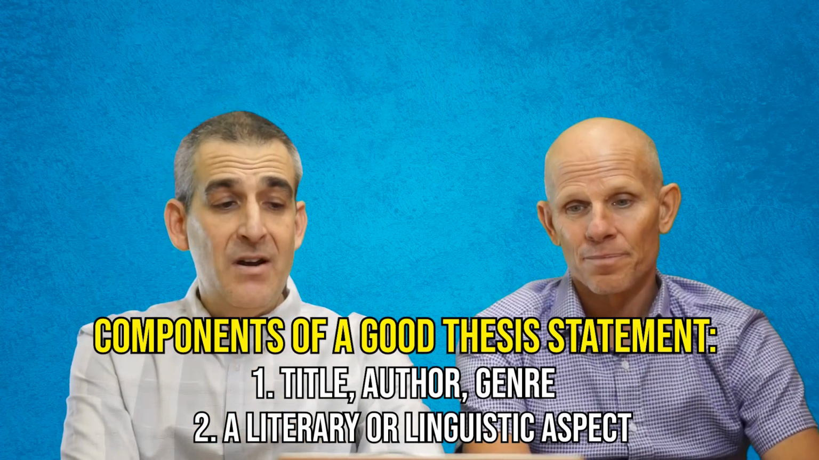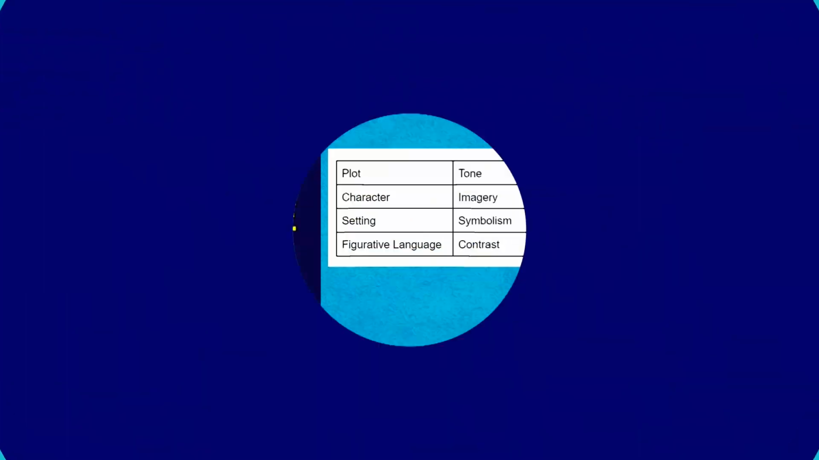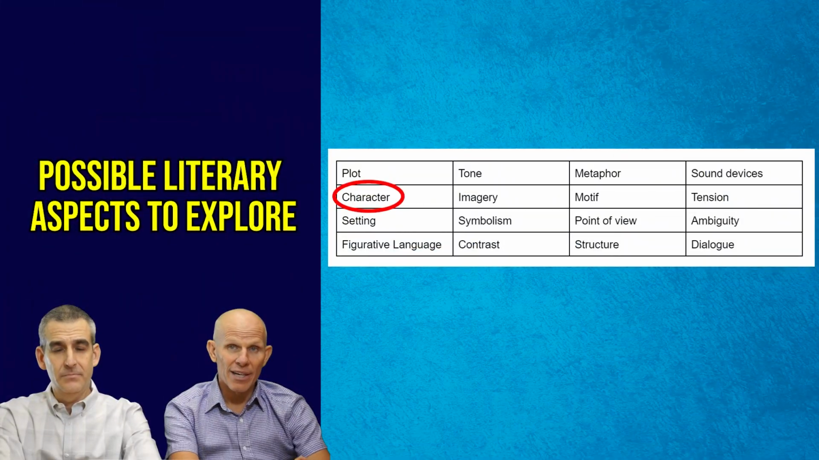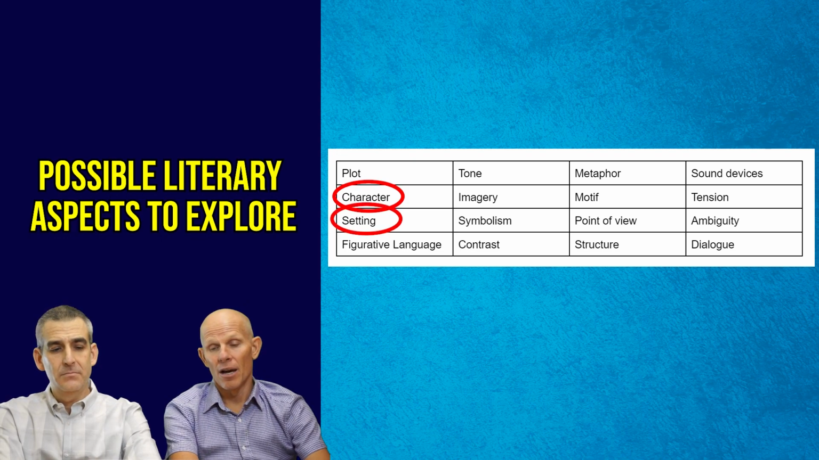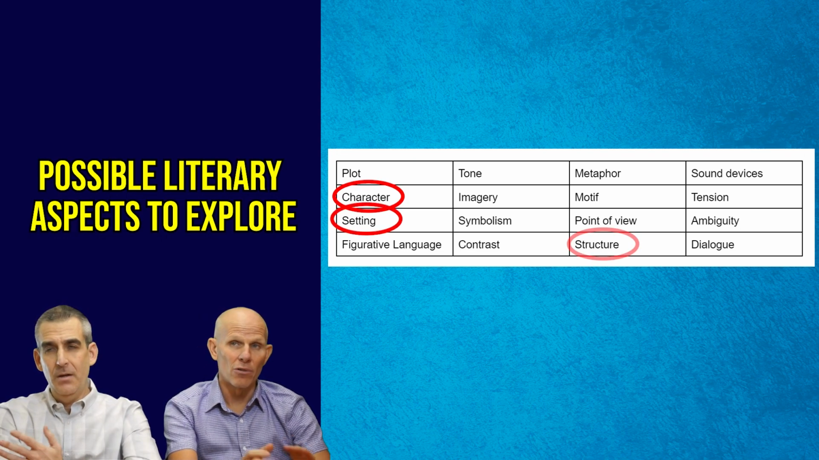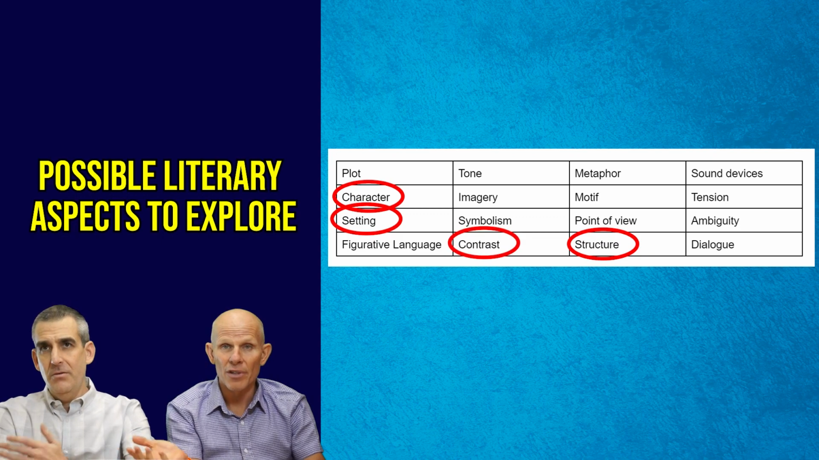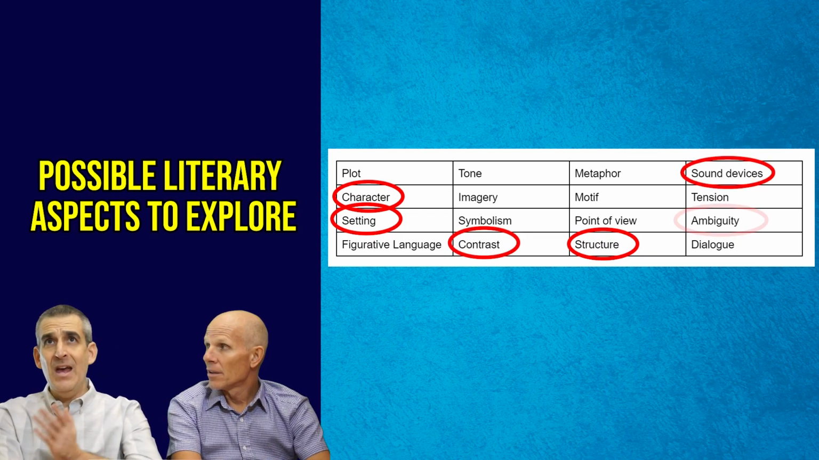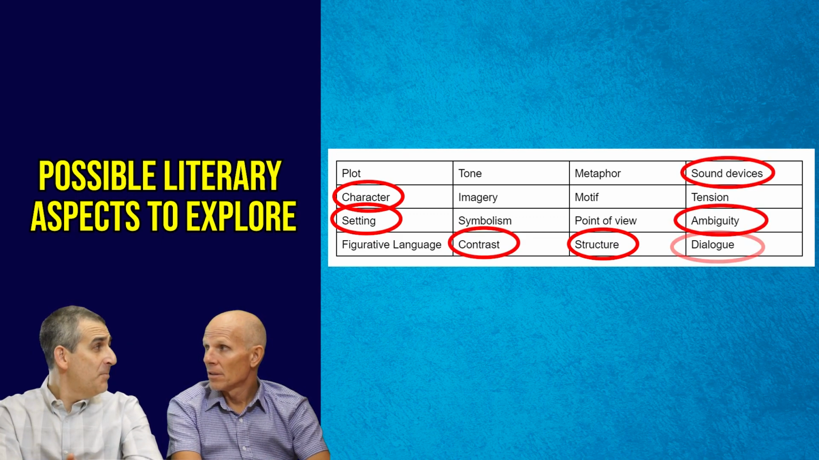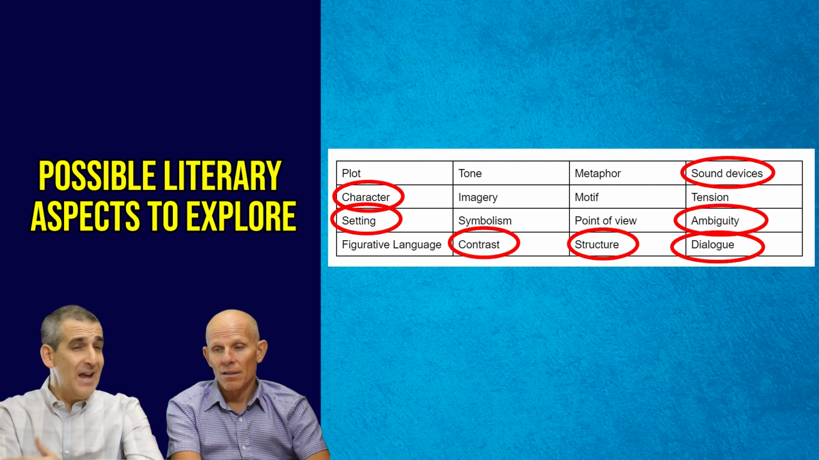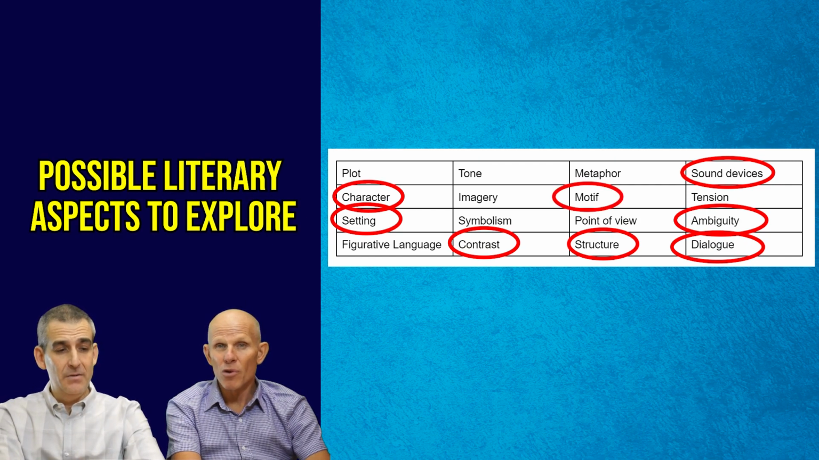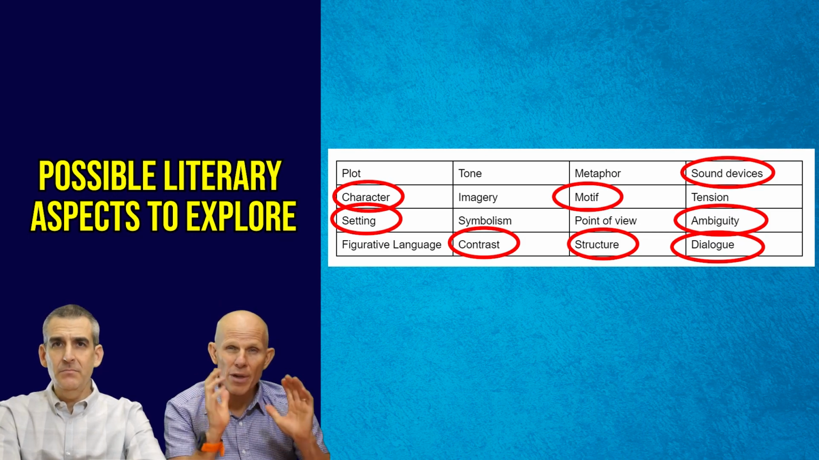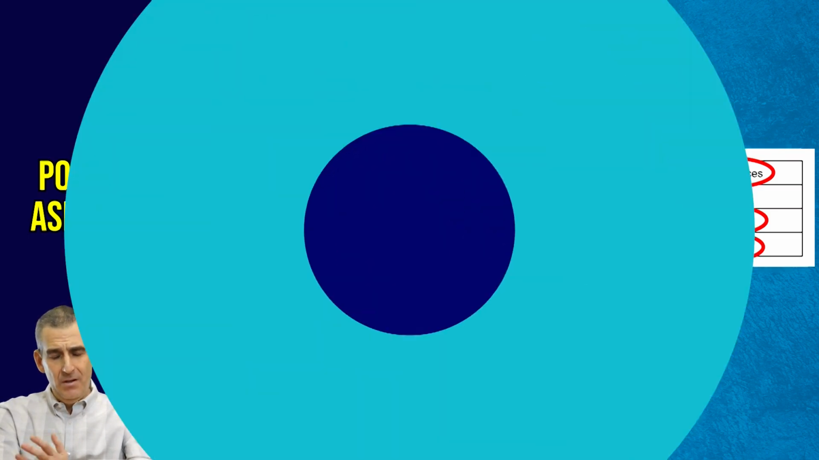What are some examples of literary aspects that a student might explore? We could talk about character, we could look at setting, we could look at something structural, we could look at the use of contrast. You could look at sound devices, it could be ambiguity, it could be dialogue, really pretty much any literary aspect or language aspect you want to explore. I think motifs make interesting lines of inquiry. We want to think like a literary scholar or a linguistic scholar where we're looking at something.